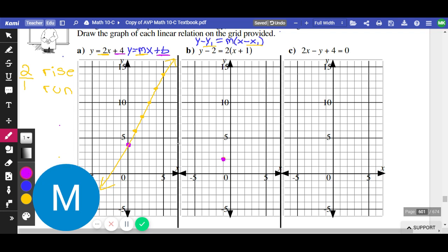That's probably the trickiest part of using slope-point form, is that your starting point is the opposite symbol of what it looks like in your equation.